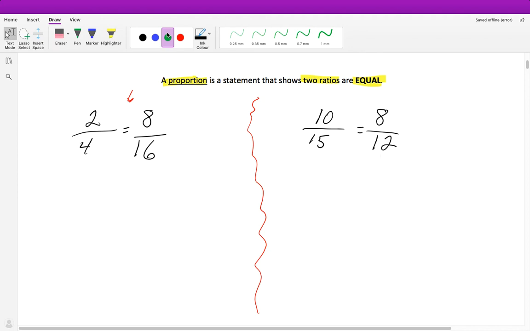All right, so one way that we can do this, and we've already talked about this in class, is to show that these are in fact equal. We can look at our numbers, and the first numbers I can look at is just my numerator. And I can say, okay, 2 and 8. Well, 2 times what gives me 8?